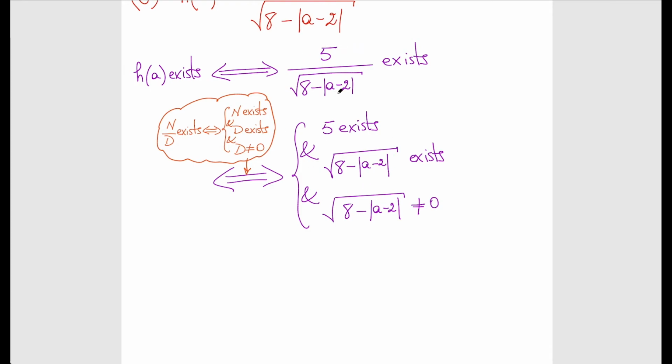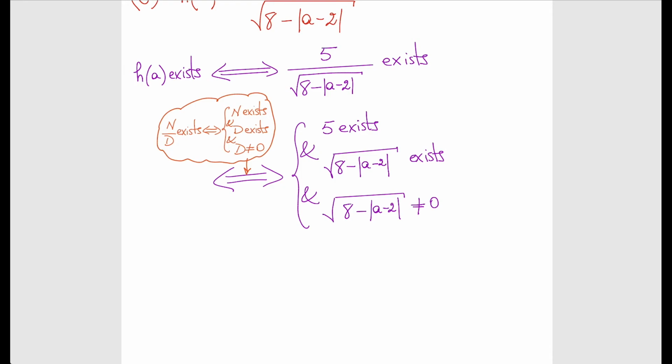Why? Because this is of the form n over d, something over something else, and such a thing exists, that's the package I'm using, if and only if the numerator exists, the denominator exists, and the denominator is not 0. N I'm using to be 5, and capital D I'm using to be the square root of this entity here, right?